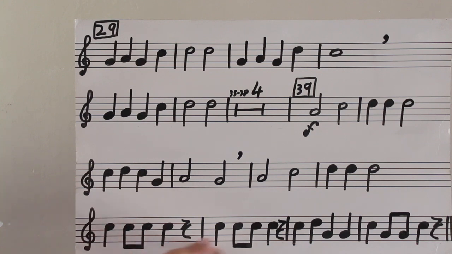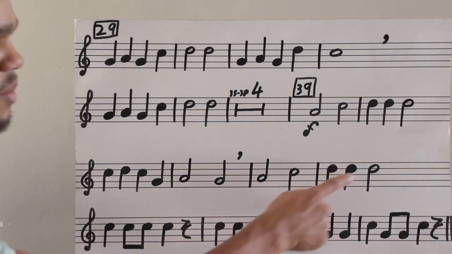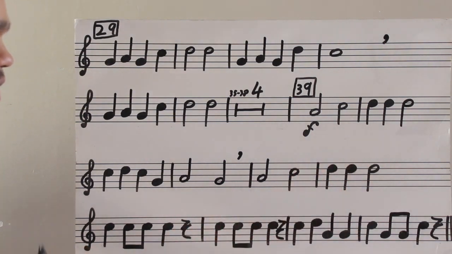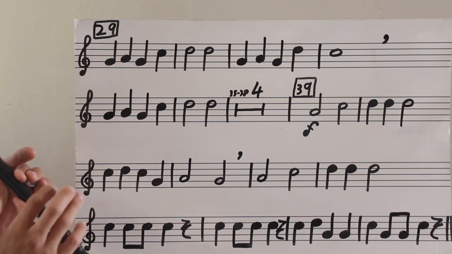Rest. So these 2 bars are exactly the same. C, C, C, C, rest. C, C, C, C, rest. Let's go again from these 3 high Ds up until this rest over here. 3, go.